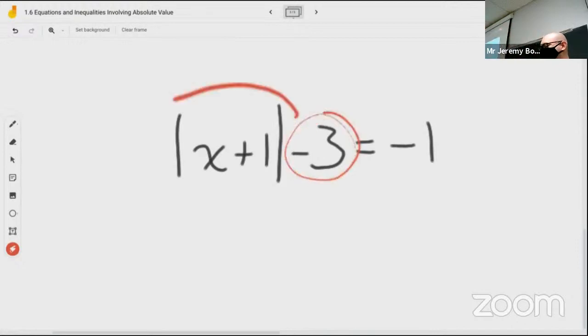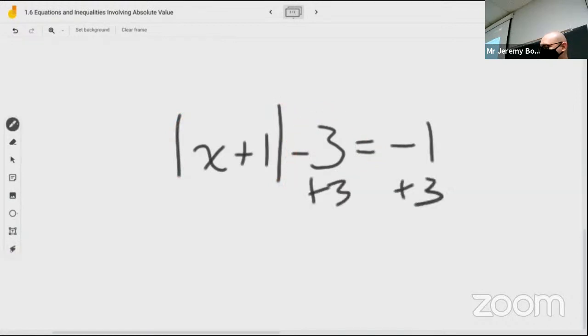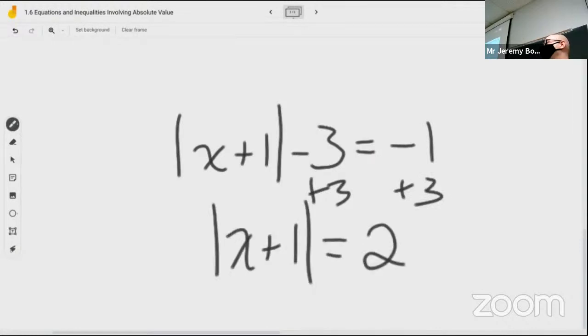Yeah, we need to get this absolute value by itself before we make any decisions. So we need to move that 3. And when we move that 3, it's going to be positive. And so now we can solve that one. So that one would have two solutions.